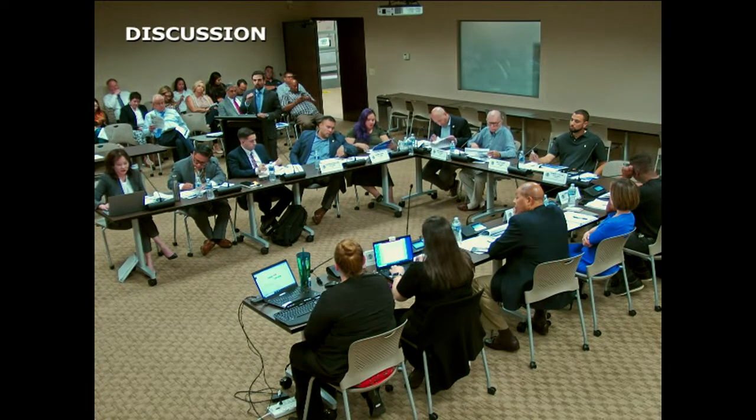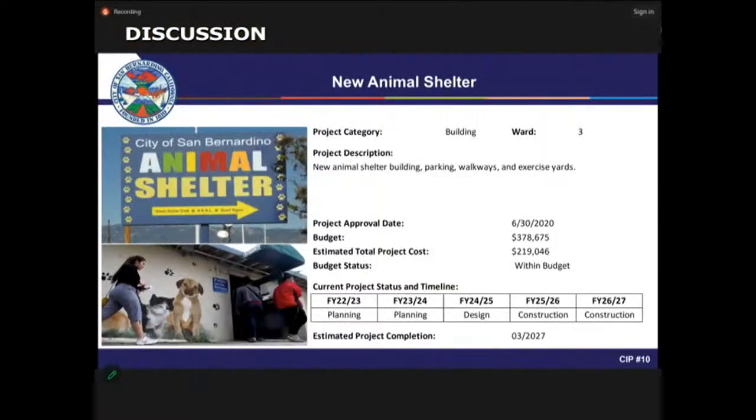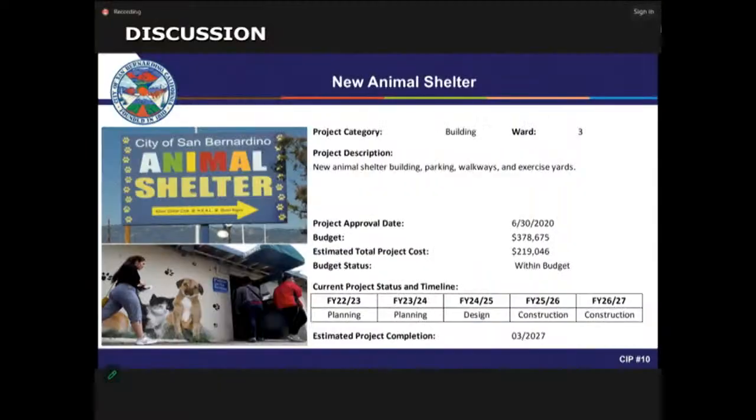So the next project is New Animal Shelter. This project is essentially developing a new animal shelter building, parking, walkways, and exercise yards. So we're currently in the preliminary design phase of the project. There is a preliminary design report being prepared by a consultant. The total budget for the design phase only is approximately $379,000. And the anticipated completion for the future fund, which is the construction phase, which is not funded at this time, we're anticipating in the next fiscal years. Basically, the project is currently partially funded for design phase only.